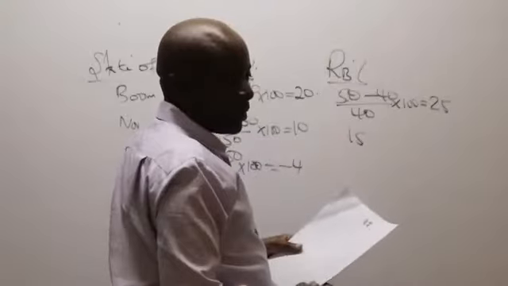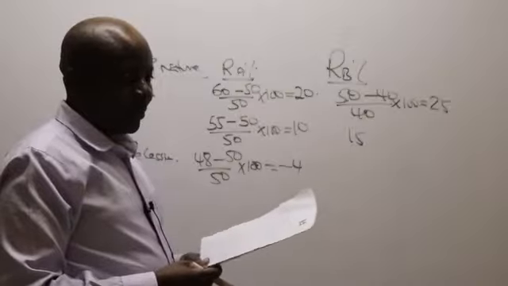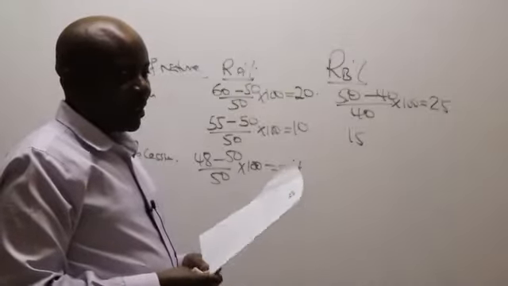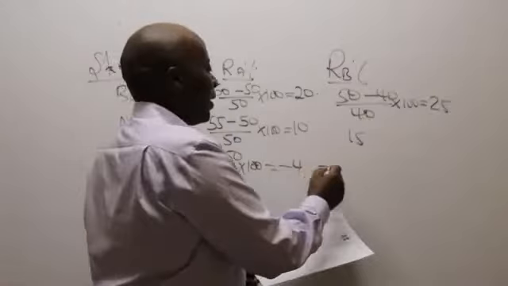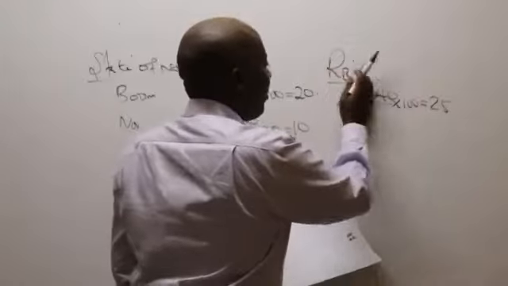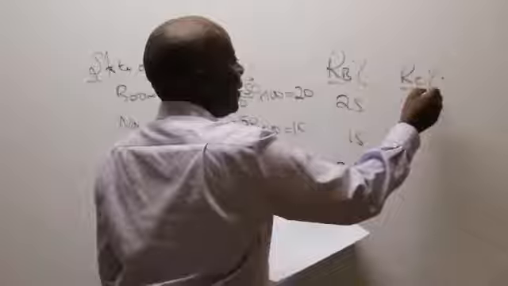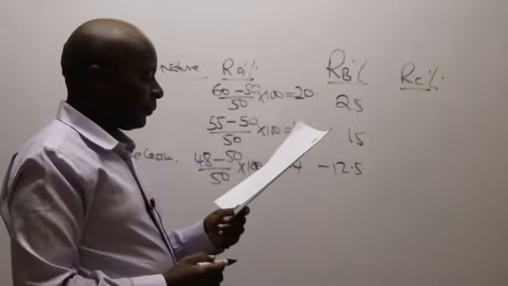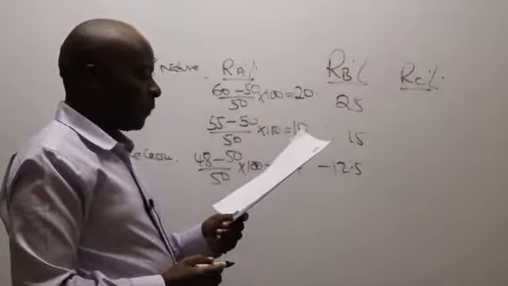The last one, somebody? The last one: minus 12.5. Thank you so much. So how about the very last one, C now? Returns of C in form of percentage.